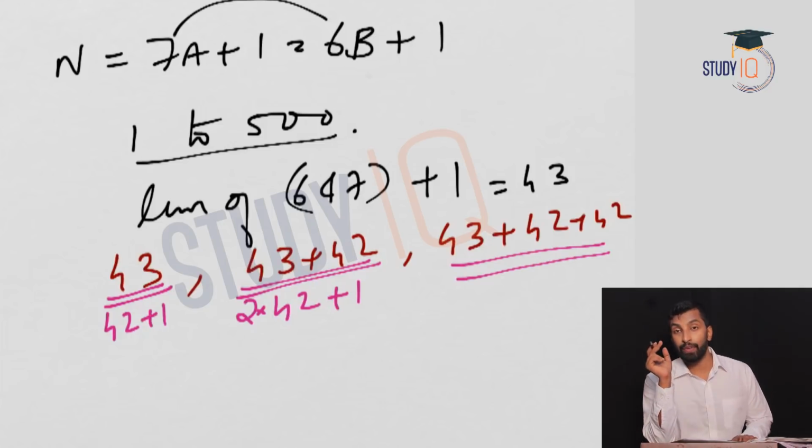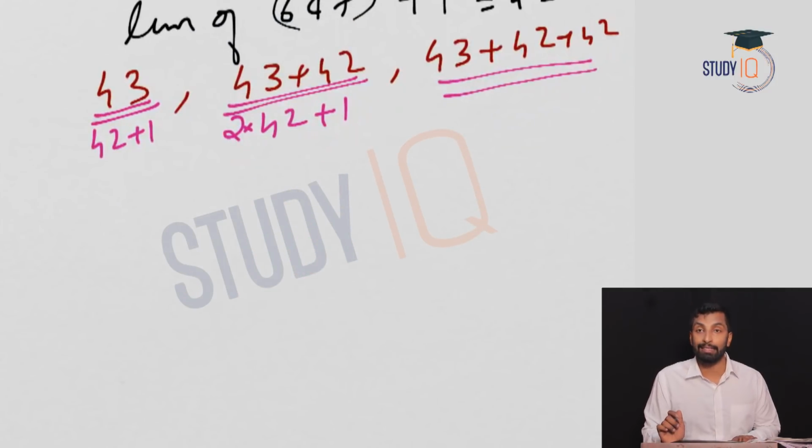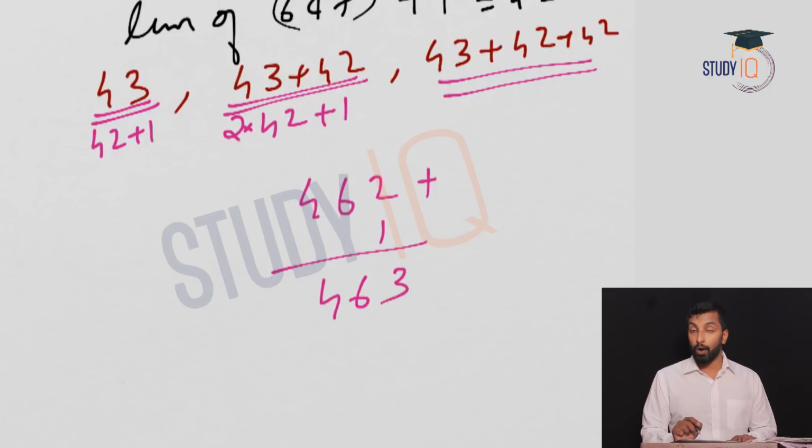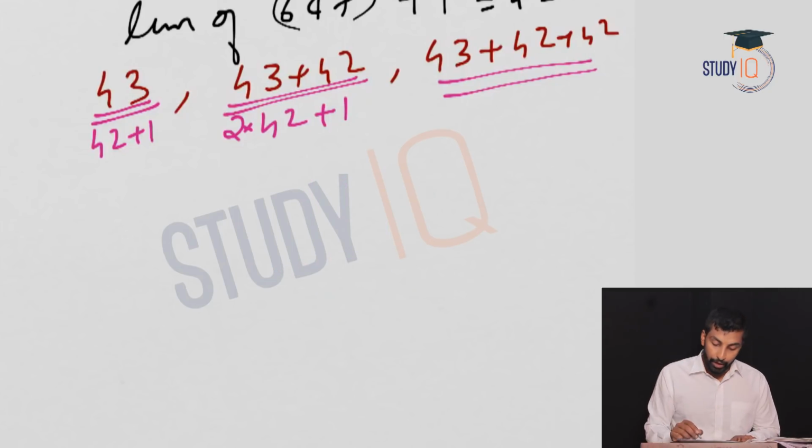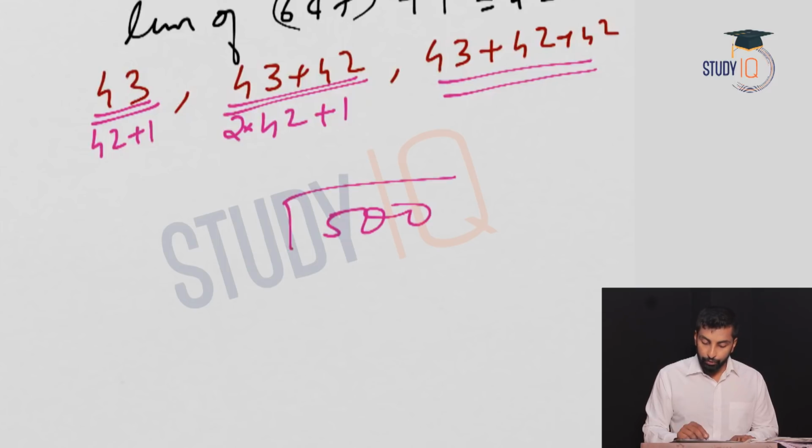So what we need to do is find the nearest multiple of 42 less than 500, plus 1. And what is the nearest multiple of 42 less than 500? That is 462, plus 1, that is 463. How did I get 462? Because 420 is a multiple that I know easily. Next, add 42 again, 462. Otherwise, how you can find it is you need to divide 500 by 42.